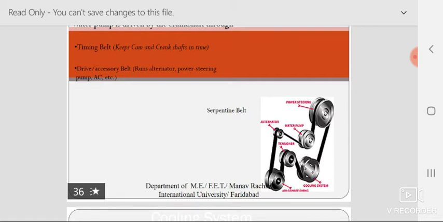Now, the lesser these accessories draw power, the more power we are getting at the wheel. And the more power we are getting at the wheel, the more is the output. And more output means more efficiency, because output by input is the efficiency. So our intention is to reduce the power drawn by these accessories.